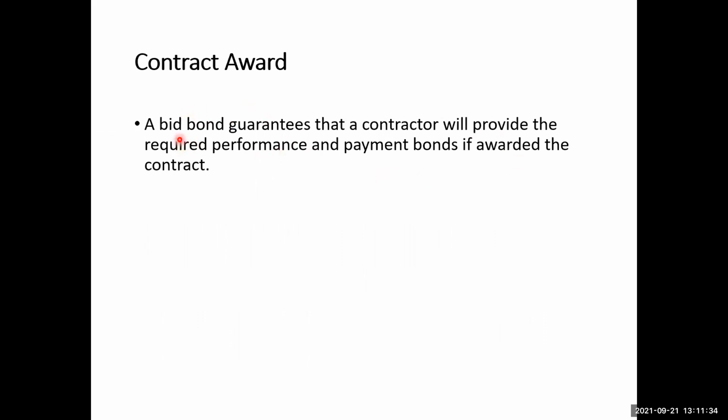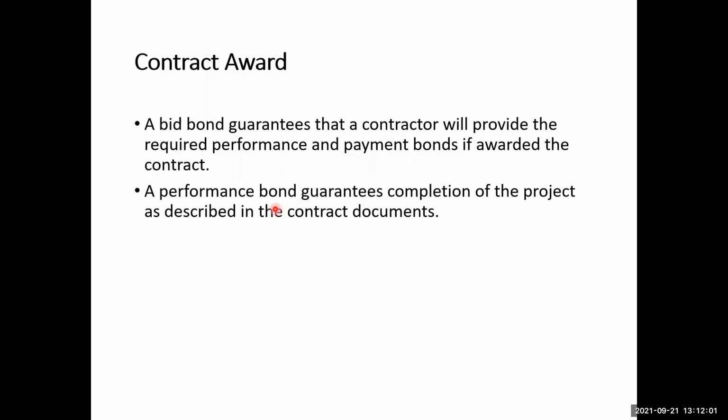Okay, so a bid bond says that the contractor will bid for the project, but maybe the contractor is not very pre-qualified, but the contractor is able to provide a bid bond, and that bid bond will ensure that the contractor will provide later on the bonds for their performance and the payments if awarded the contract. And what is the performance bond and the payment bond? A performance bond guarantees the completion of the project as described in the contract documents.